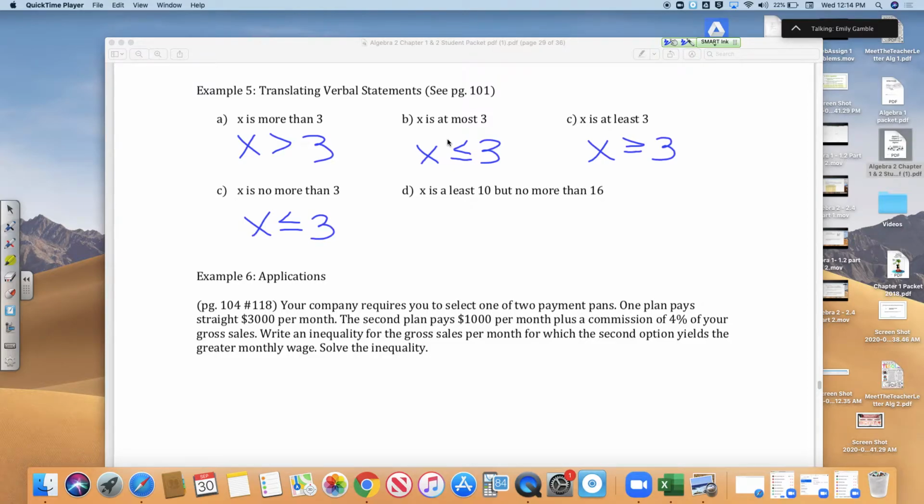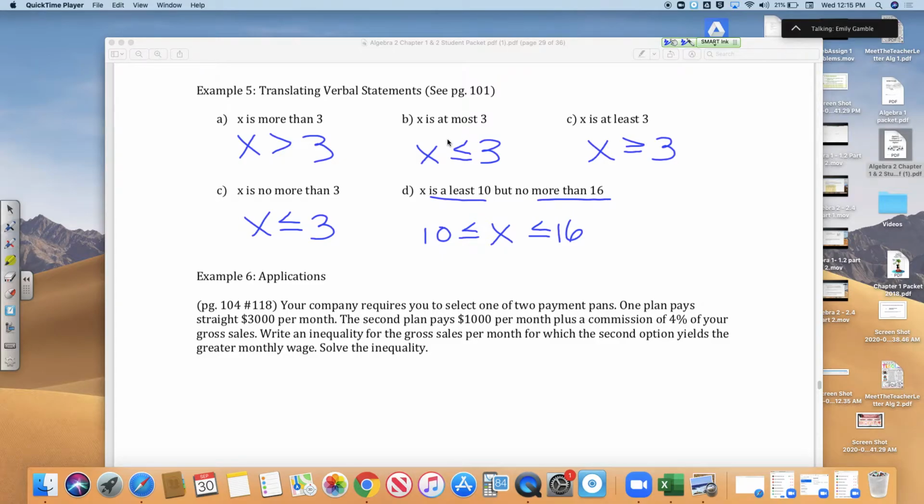And this last one's a little confusing. It's at least 10, but no more than 16. So it's anything bigger than 10, but has to be less than 16. So I would like to put x in the middle, and if it's at least 10, I know that x is going to be greater than or equal to 10. So writing it this way would be 10 is less than or equal to x, but no more than 16 would be less than or equal to 16 like that. So at least 10, but no more than 16 would look like a sandwich, a compound inequality.